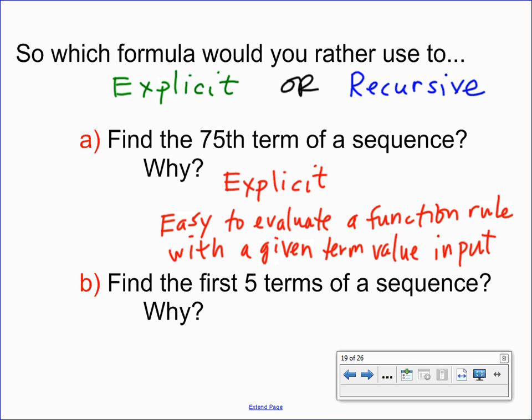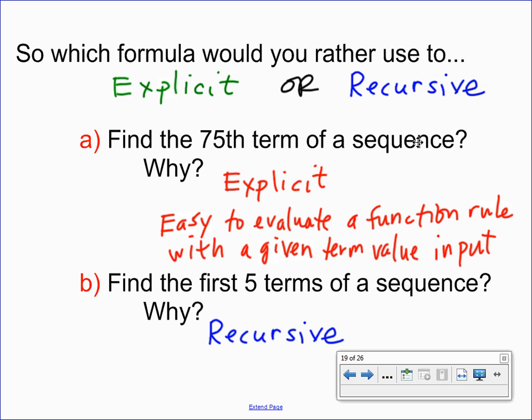Find the first 5 terms of a sequence. So which would you rather use then to find the first 5 terms of a sequence? Which form? Ben and Tyler? Recursive. Recursive, I would too. I would rather use recursive. How come?